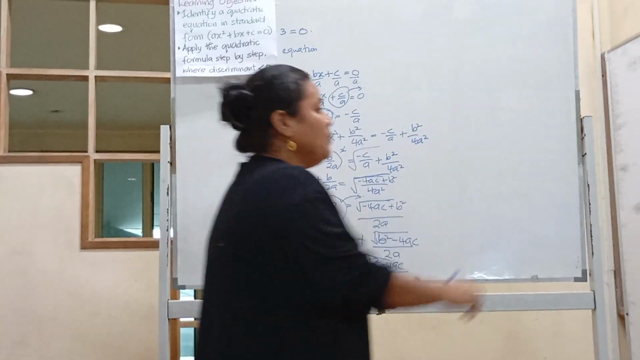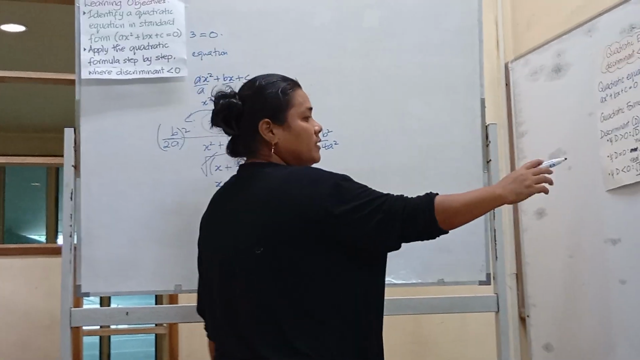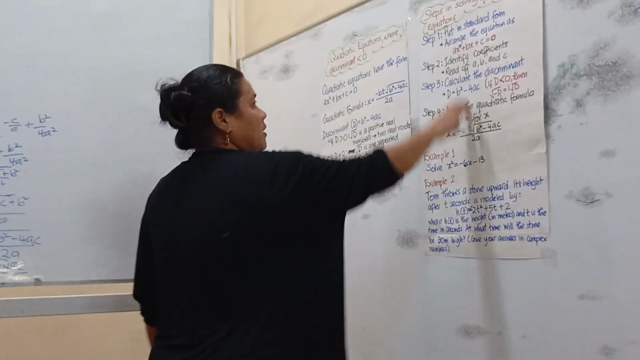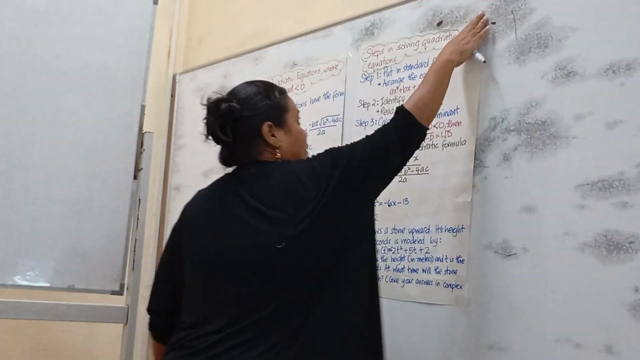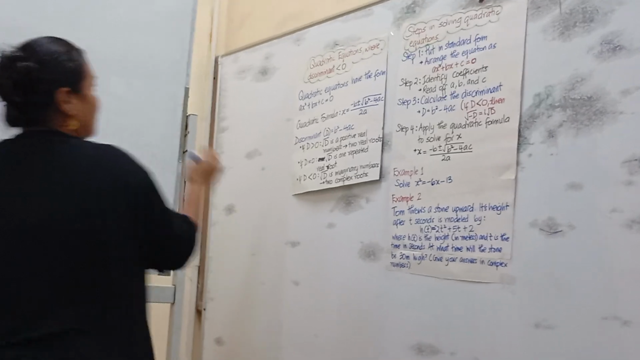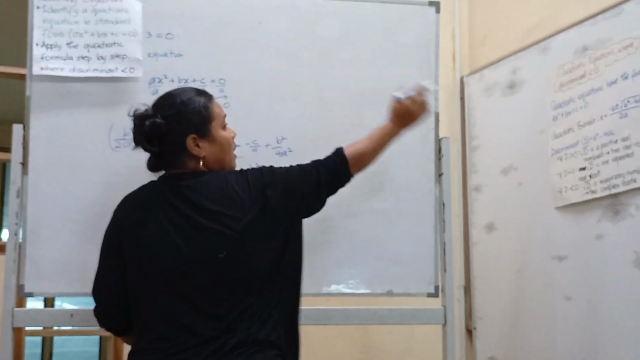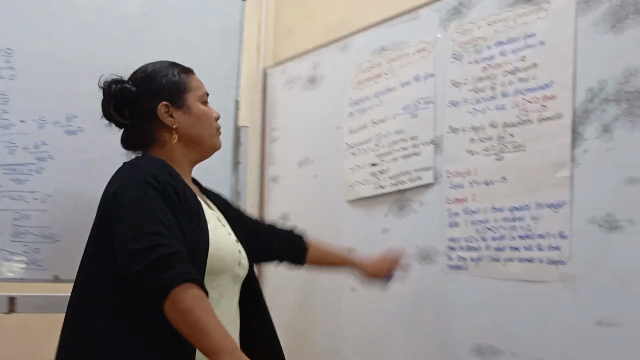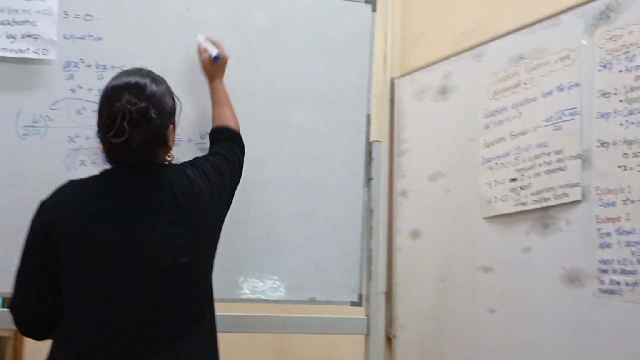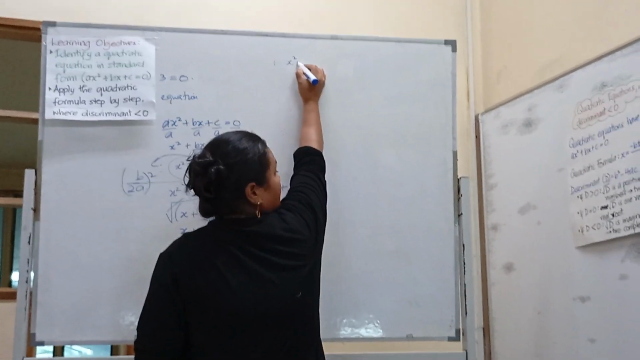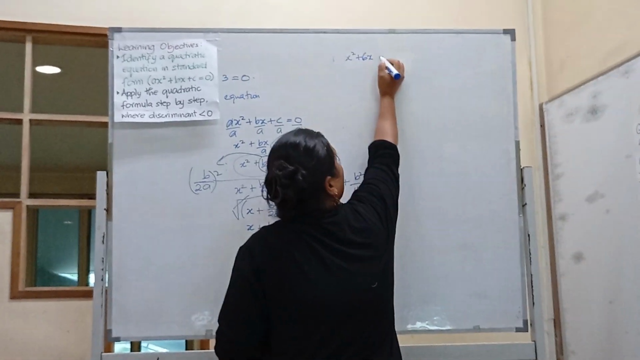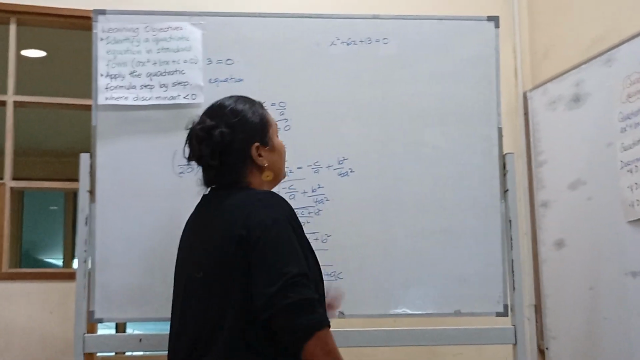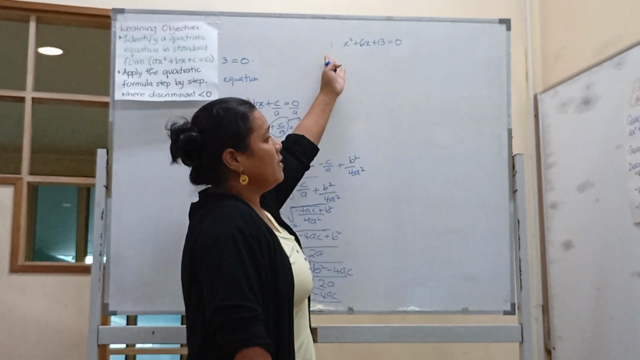Okay, so example 1. Solve x squared is equal to negative 6x minus 13. We have to apply this formula for this example. Step 1, put in the standard form. We have to arrange this equation. So first, x squared plus 6x plus 13 is equal to 0. Now we've done step 1.